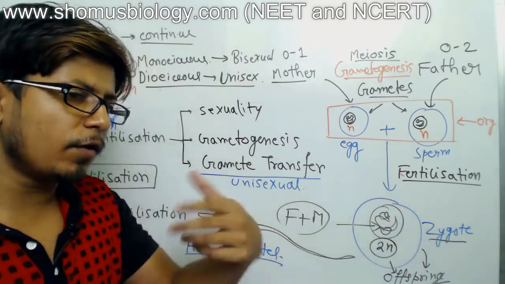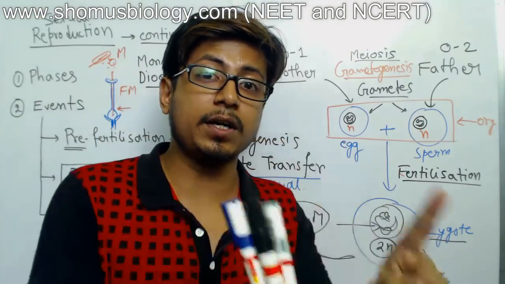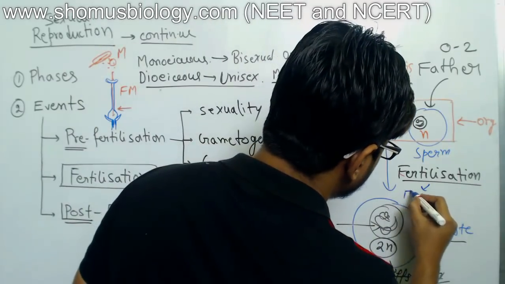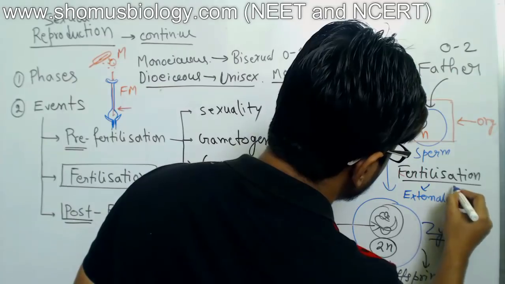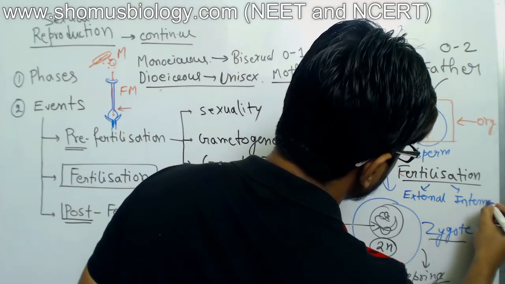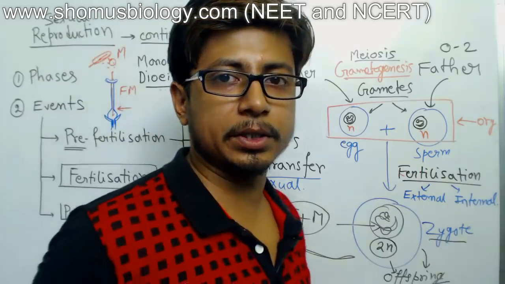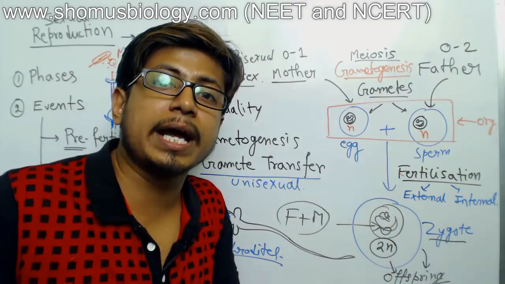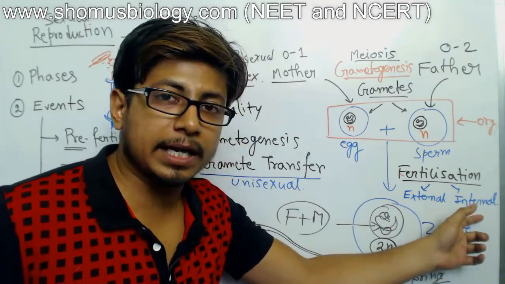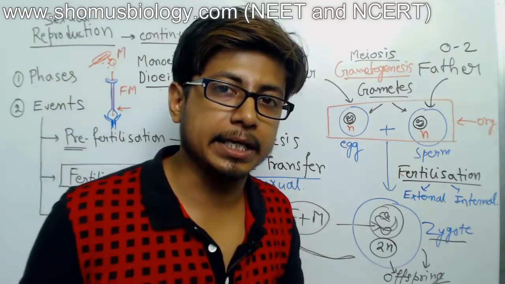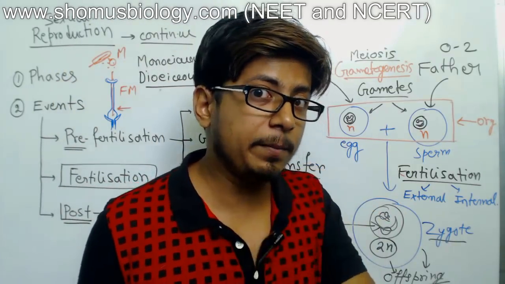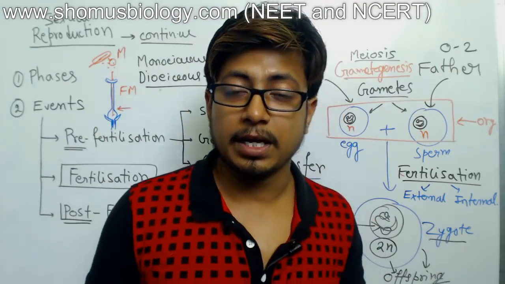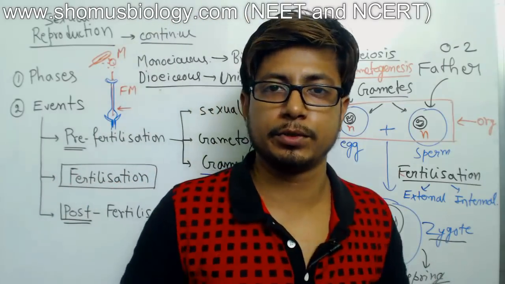So fertilization in animals can be of two different types: external fertilization and internal fertilization. So what is the difference between the two? External fertilization means the event of fertilization will take place outside the animal body. Internal fertilization means the event will take place inside the animal body, or the body of the female of that animal. Now, external fertilization is common for fish and amphibians, for example, frogs and any other fish you take.